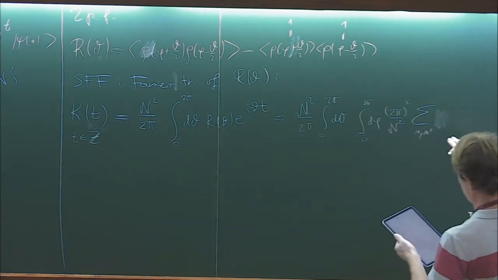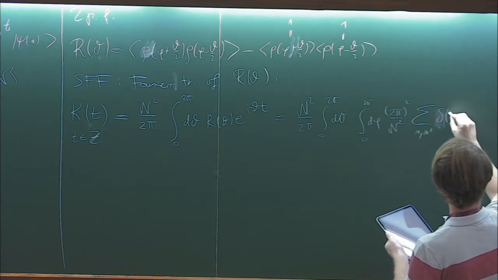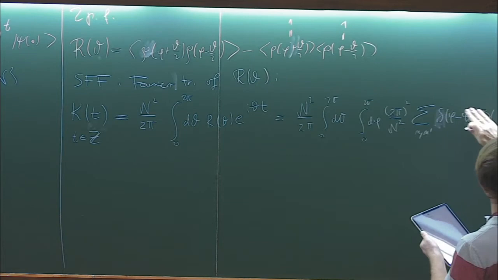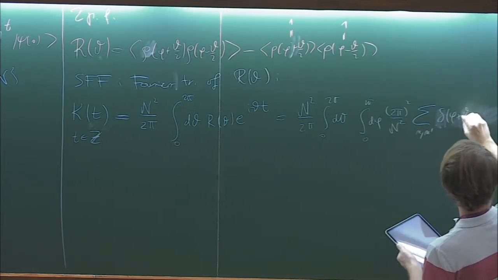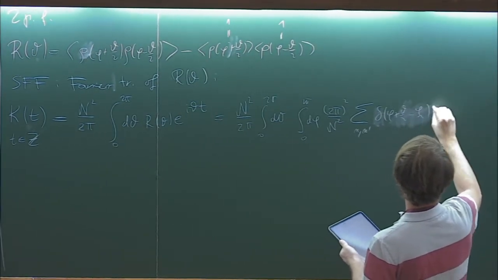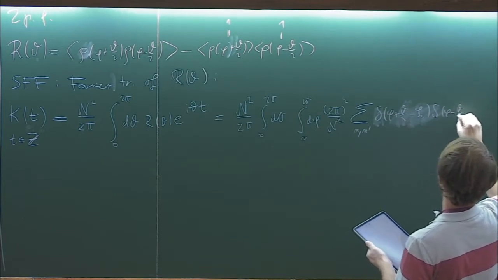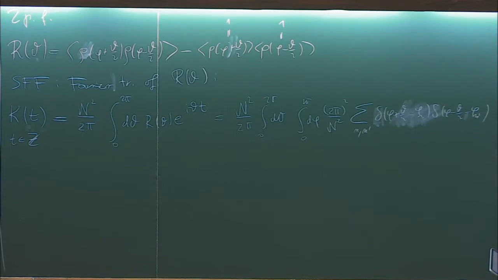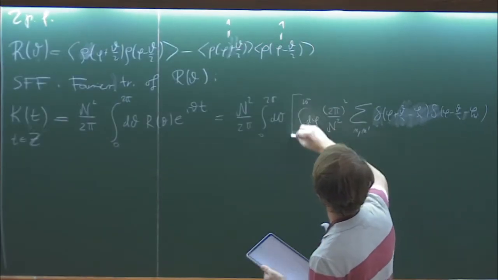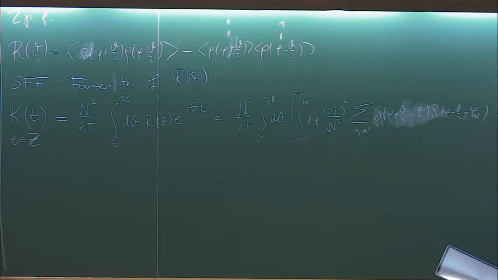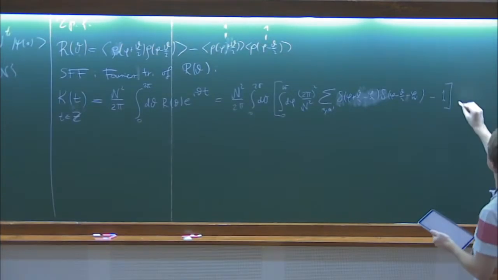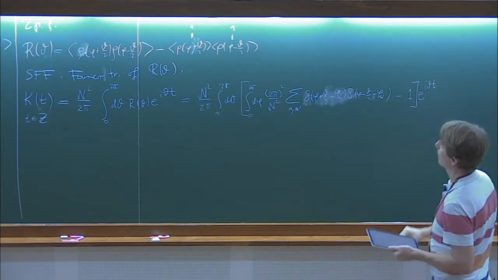It's like a product of 2 deltas, phi plus theta over 2 minus phi n, sorry, not phi, but phi plus theta over 2 minus phi n, delta phi minus theta over 2 minus phi n prime. Okay, so now that's it, and then there is also this part, right? This, and there is e to the i theta.